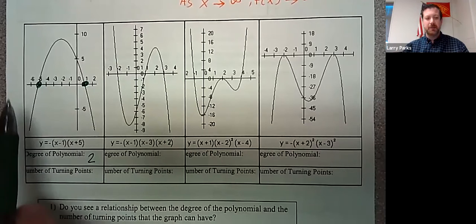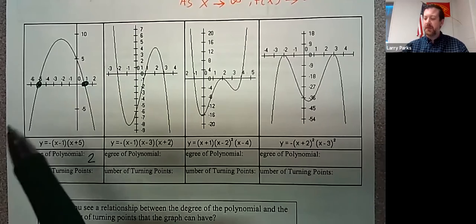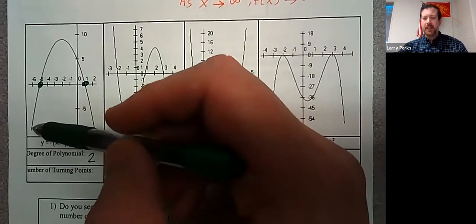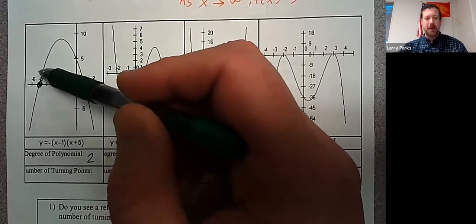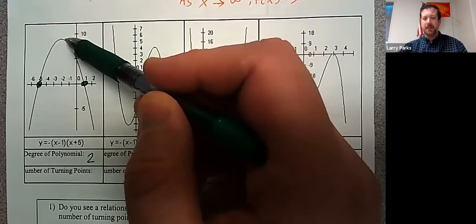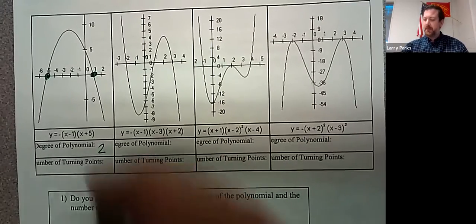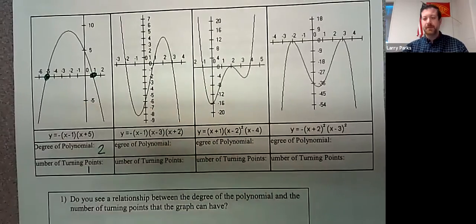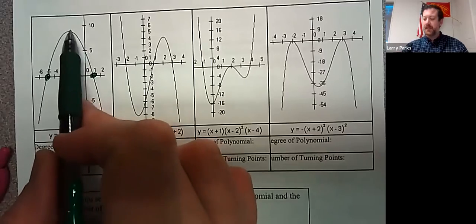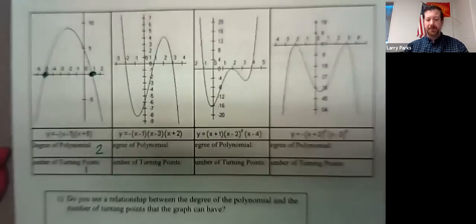The negative is what makes this upside down. And then something called a turning point. If you're traveling on this parabola, you're going up, up, up, you reach the top where the slope is 0, and then you start going down. So I would say this has one turning point. And where does it turn? It turns right there.